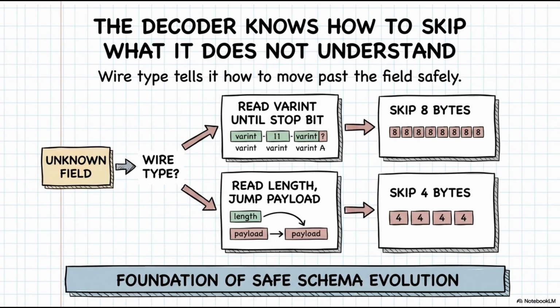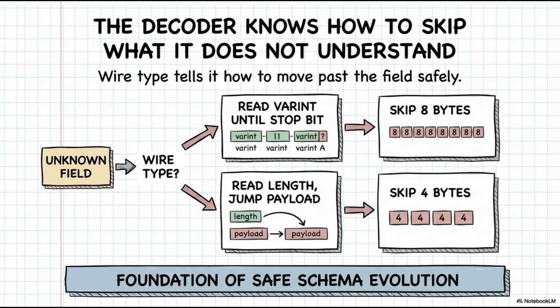So if the tag says wire type 0, the decoder just keeps reading sleeves until it hits one without a red sticker, a continuation flag of 0, and then it just skips it. Right. If it's wire type 1, it blindly skips 8 bytes. If it's wire type 5, it skips 4 bytes. And if it's wire type 2, it reads the length varint and jumps ahead exactly that many bytes. Exactly. In every single case, the decoder knows how to safely bypass data it doesn't understand without crashing.